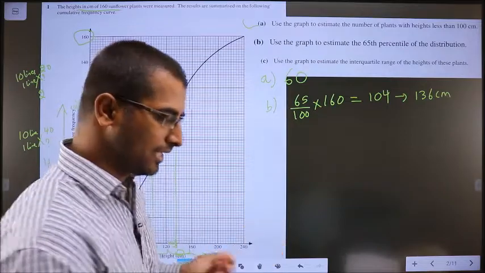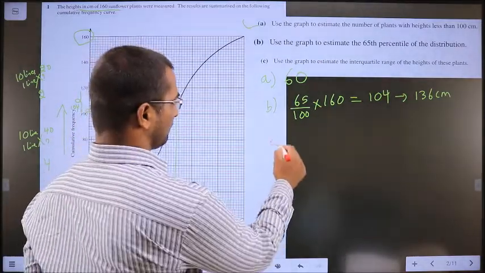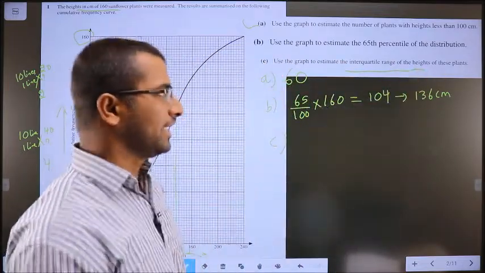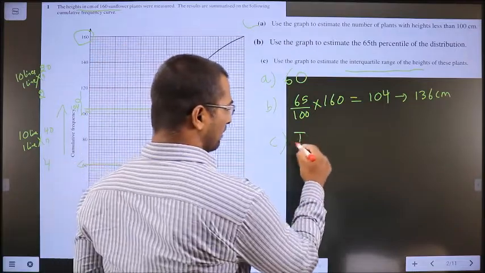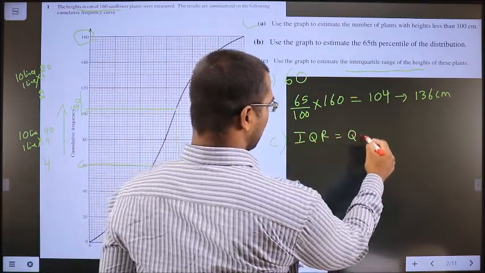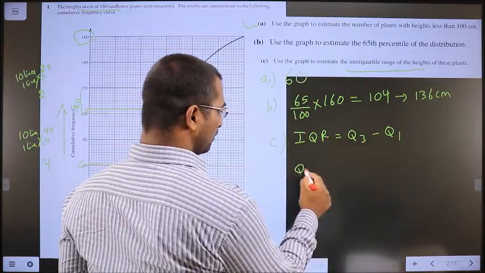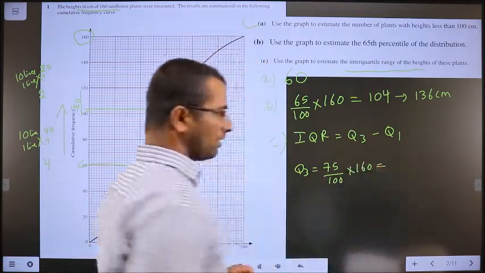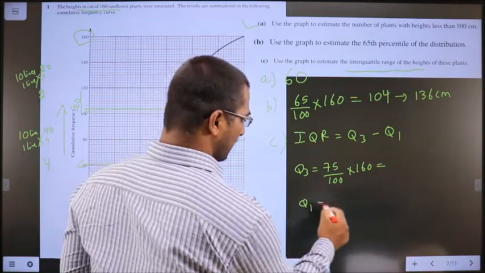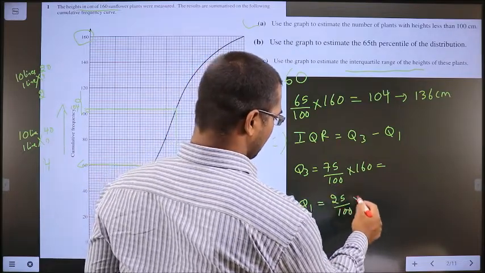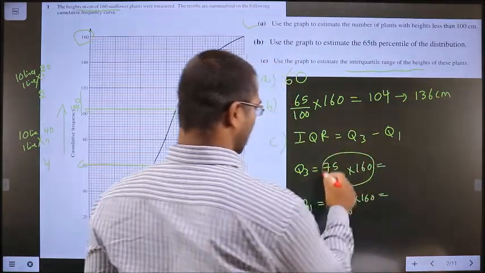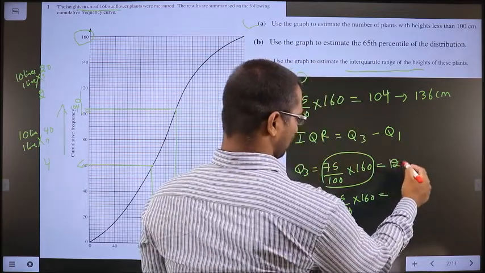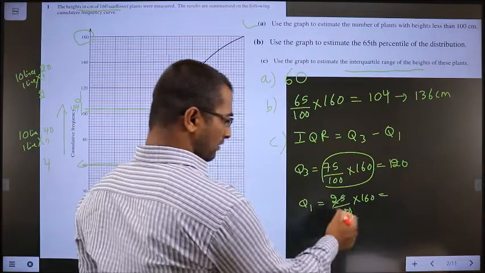Okay. Next, C. Use the graph to estimate the interquartile range of the heights of these plants. Interquartile range is nothing but Q3 minus Q1. So to get Q3 I should find out 75% of 160, of the total. To get Q1, 25% of 160. Put this in the calculator, how much do you get? 75% you will get 120. Okay, 25% you will get 40.